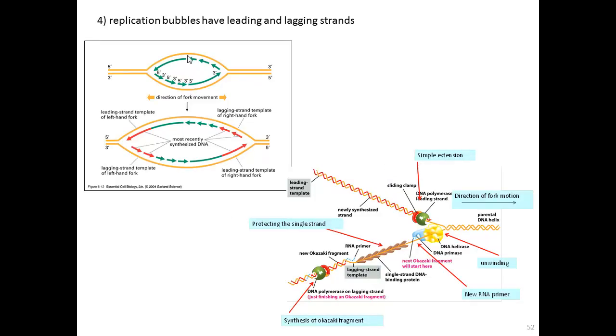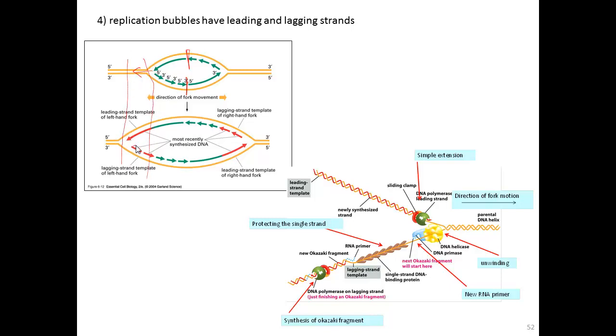Here we see the origin site that exists at the center of a replication bubble. These are 2 time points, an earlier time and a later time. As you can see, at a later time, the replication fork has moved outwards. It was here, now it's here.